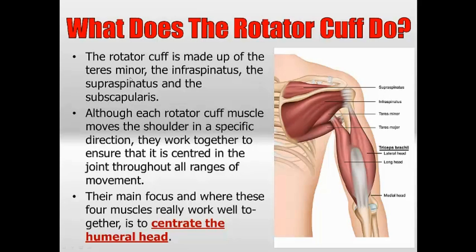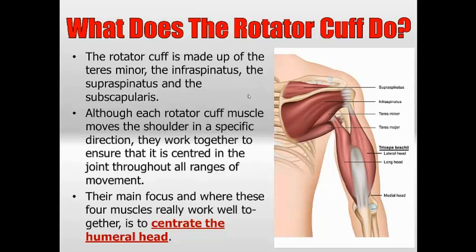But basically each of the rotator cuff muscles moves the shoulder in a specific direction. They work together to ensure that it's centered in the joint throughout all the ranges of movement, as I described in the previous part. So their main focus is really to just centrate the head. So most people think of just doing external rotation and throwing things, but it's really involved in every motion of the shoulder itself, just to make sure that it sits in the center and moves around efficiently.